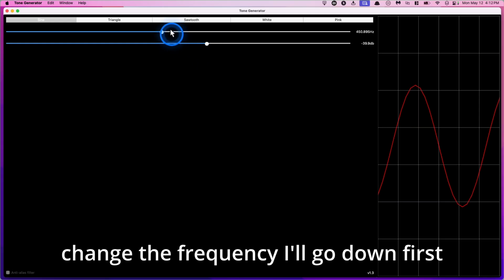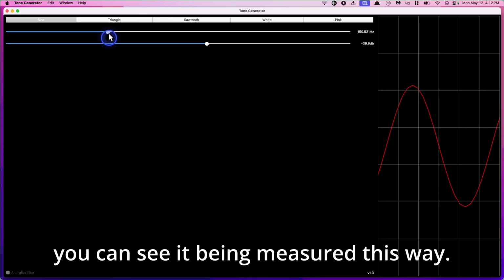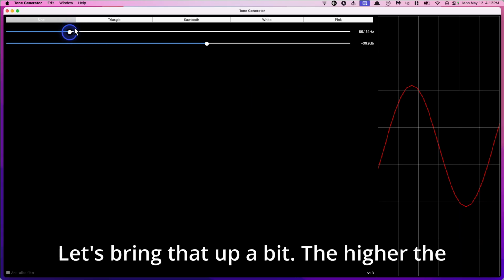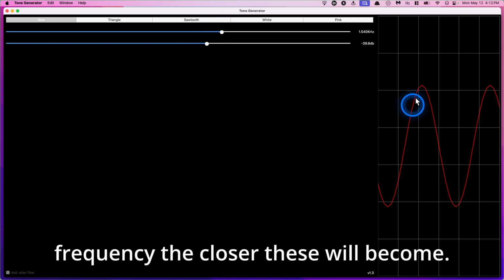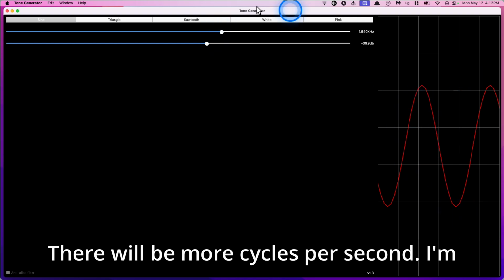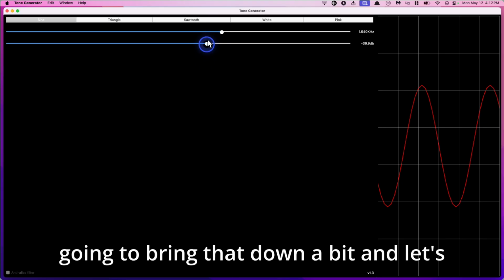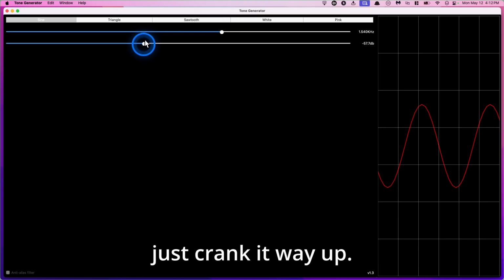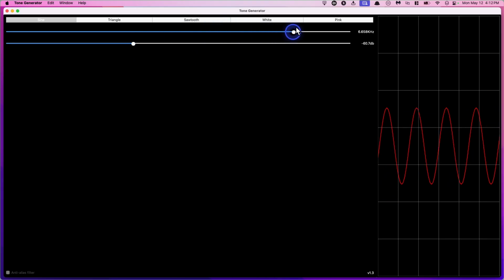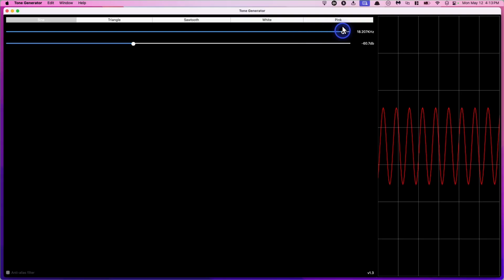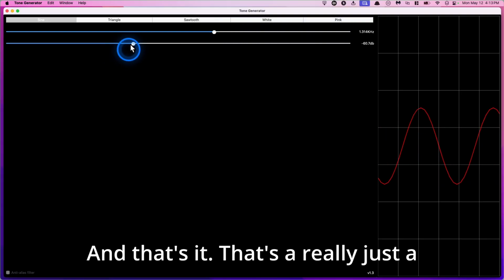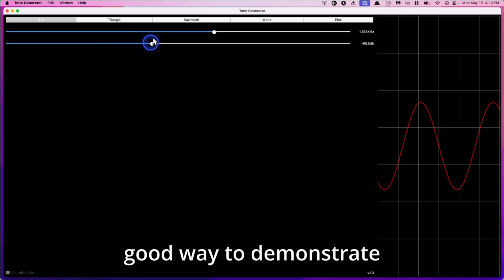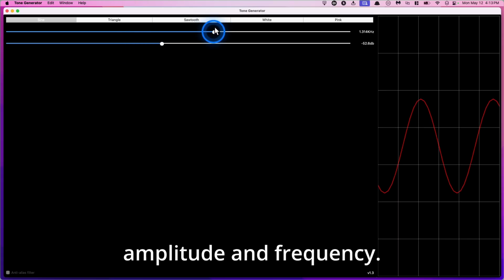And also when I change the frequency, I'll go down first. You can see it being measured this way. Let's bring that up a bit. The higher the frequency, the closer these will become. There'll be more cycles per second. I'm going to bring that down a bit, and let's just crank it way up. And that's it. That's just a good way to demonstrate amplitude and frequency.